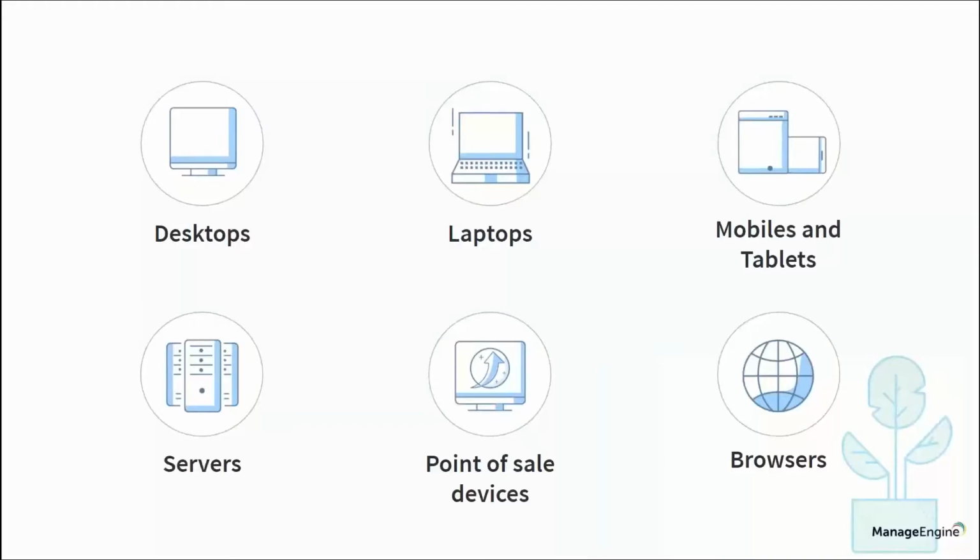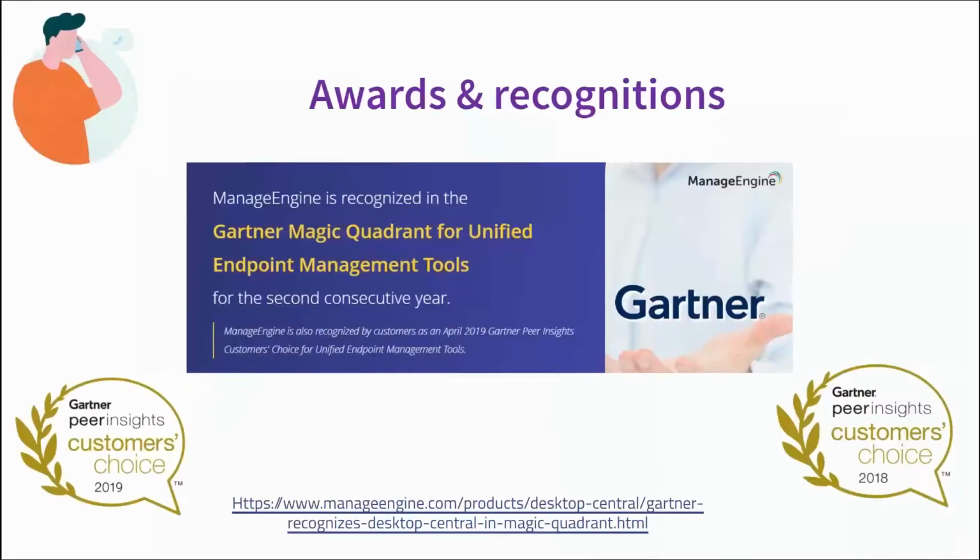So these are the type of machines we can manage. We can manage laptops, desktops, mobiles and tablets, servers, point of sale devices, and even browsers. Desktop Central is recognized for Best Unified Endpoint Management Tool of 2019 as reviewed by customers in Gartner Peer Insights Customers' Choice Award. We are recognized for Unified Endpoint Management in Magic Quadrant for the second consecutive year. We are recognized for both traditional and modern management.